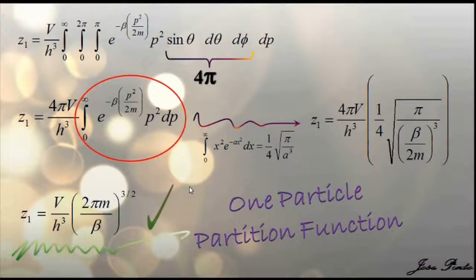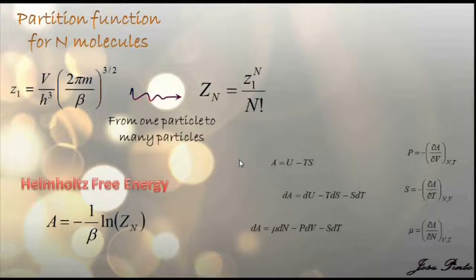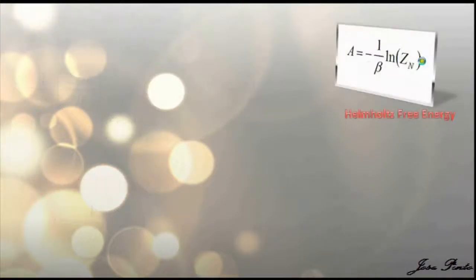So let me explain the plan one more time. You get the partition function from one particle, then you go from one particle to many particles. This will give you the partition function of the system. Once you have it, then all thermodynamics can be calculated from this. So how do we do that? With the Helmholtz free energy. This is the connection between the microscopic world and the macroscopic one. So let me keep this formula right here on this little whiteboard. Replacing the partition function of the system into this equation will give me this.